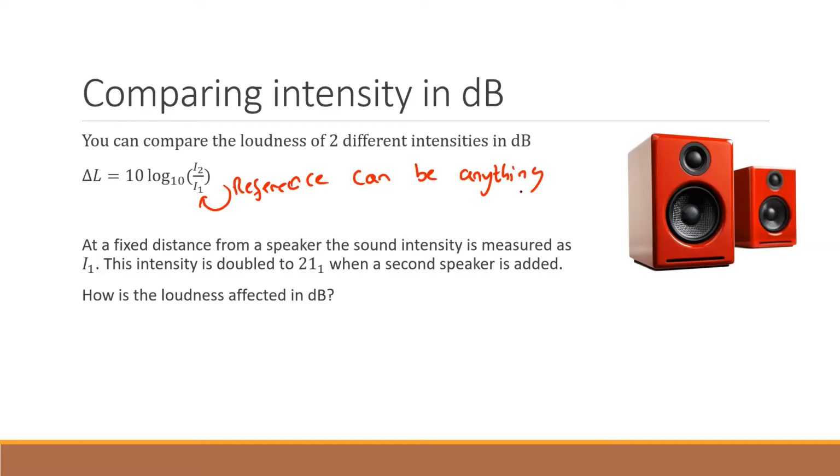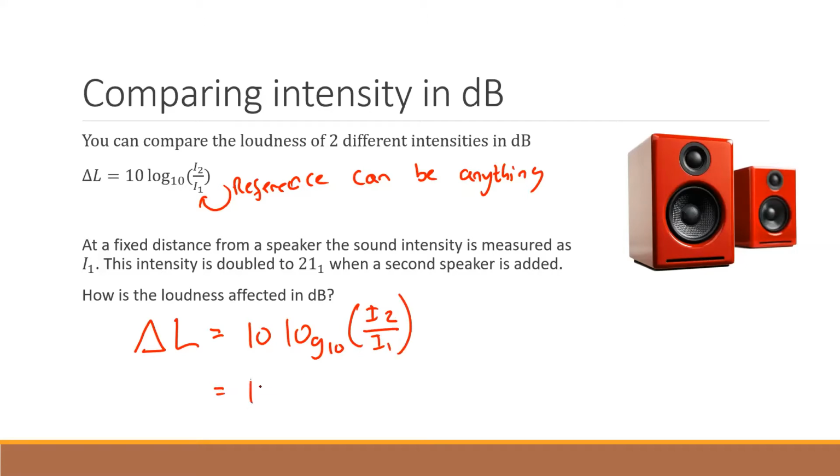So they bring another speaker in, and that doubles the intensity, which makes sense. You're doubling the power because you're adding another speaker, so that's going to double the intensity, because power and intensity are linearly related. But how will that affect the decibels? Because decibels don't change at a linear rate. How does doubling the intensity affect the sound in decibels? We can actually calculate that. The change in the loudness is going to be equal to 10 times log 10 of I2 over I1.